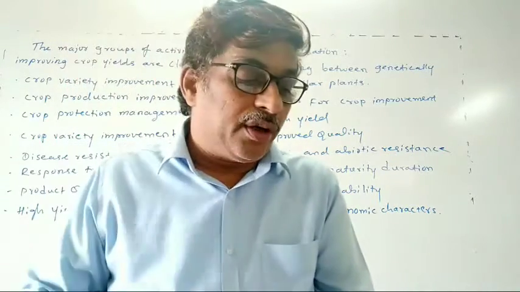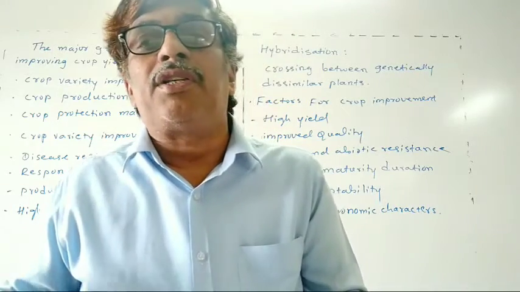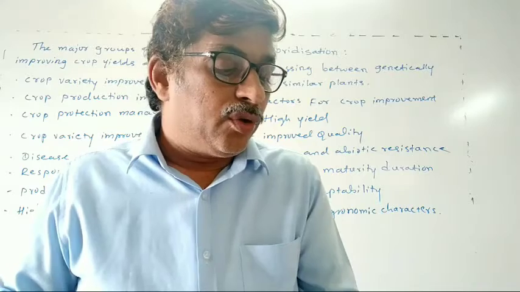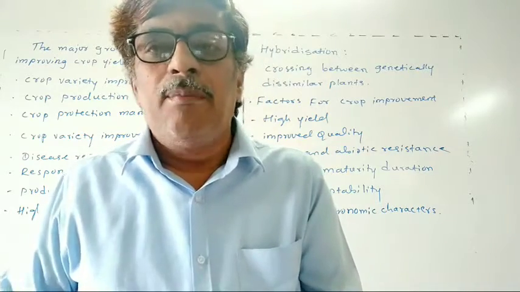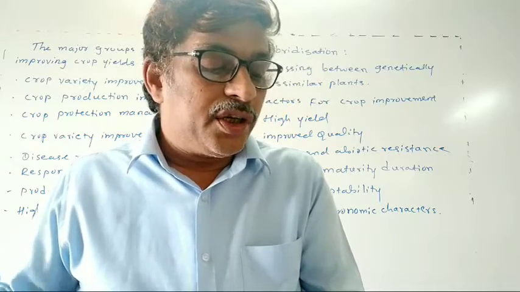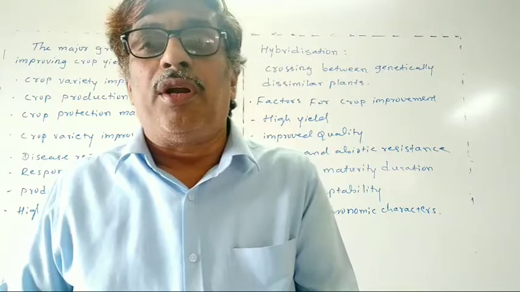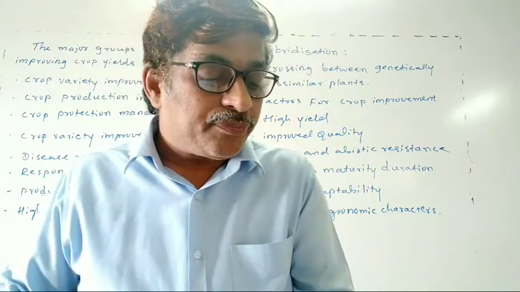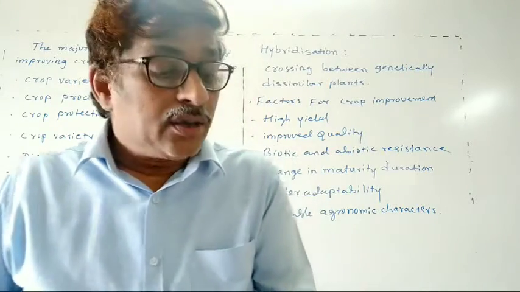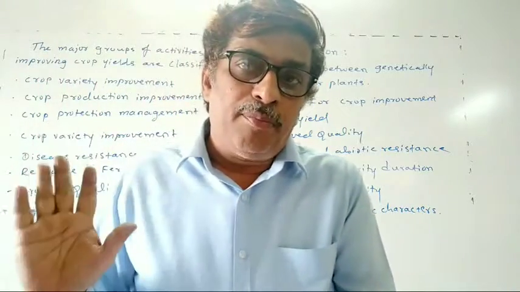Macro means in large quantity: nitrogen, phosphorus, potassium, calcium, magnesium, sulfur. So here 1, 2, 3, 4, 5, 6 are the macronutrients, and the micronutrients are iron, manganese, boron, zinc, copper, molybdenum, chlorine. So here it will be 7. So total 13 nutrients are obtained from the soil. So you have to remember this.